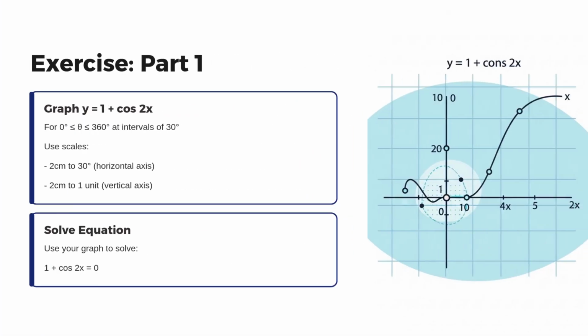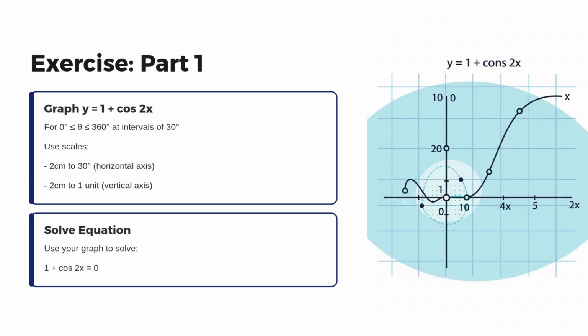Exercise Part 1. Graph y equals 1 plus cosine of 2x. This means we are asked to draw the curve defined by the function y equals 1 plus cosine of 2x. The +1 shifts the cosine graph upwards by 1 unit. The 2x inside the cosine makes the curve complete 2 full cycles between 0 degrees and 360 degrees.